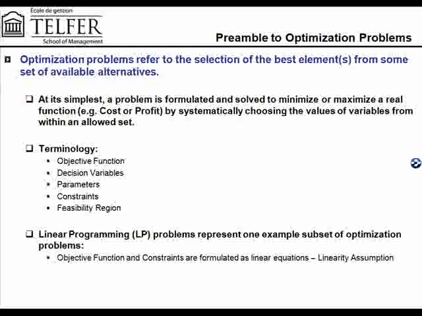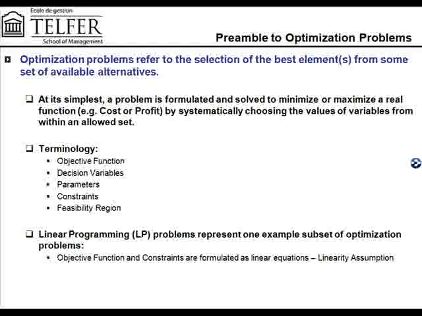The fourth term here is constraints, and these are limitations that can restrict the possible choices you have for your decision variables. So you mathematically express these constraints with equalities and inequalities. So greater than or equal to, less than or equal to. There could be upper limits and lower limits to certain things, and you express them as your constraints.